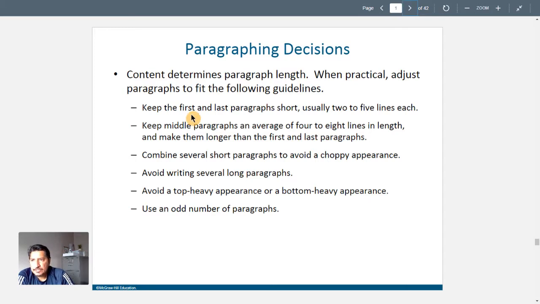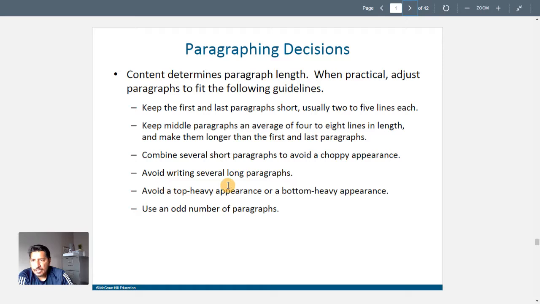Now, content determines paragraph length, right? Your content, for example, whatever you want to write and whoever you want to write to, always write down the main points, and come up with a paragraph length. And they're talking about here, keep the first and last paragraph short, usually 2 to 5 lines each. Keep middle paragraphs an average of 4 to 8 lines in length, and make them longer than the first and last paragraphs. Now combine several short paragraphs to avoid choppy appearances.